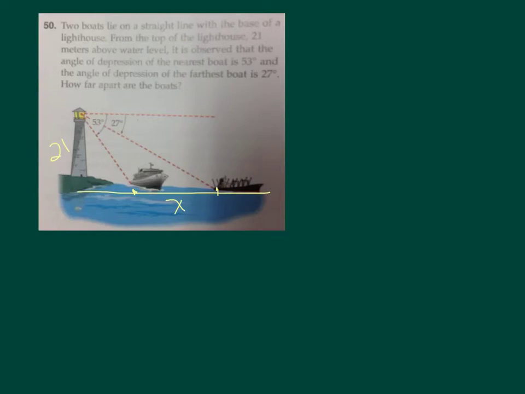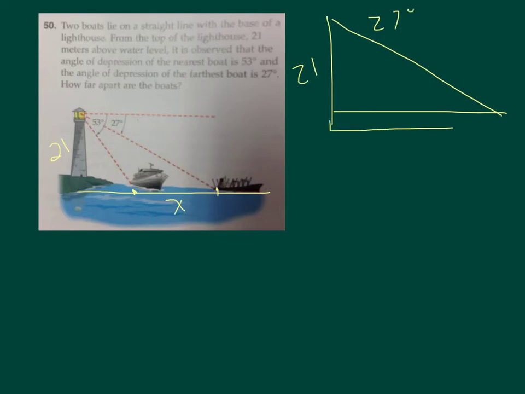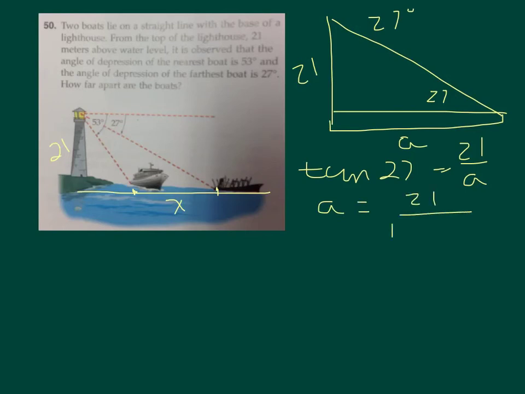If we separate the triangles, we can have one that looks like this. This is 21. This is 27 degrees. And we can find this total distance. If that's 27, this is 27. This total distance, A, would be the tangent of 27 is equal to 21 over A. Or if we solve for A, you get A is equal to 21 over the tangent of 27. From my calculator, it tells me that that is 41.215 meters.